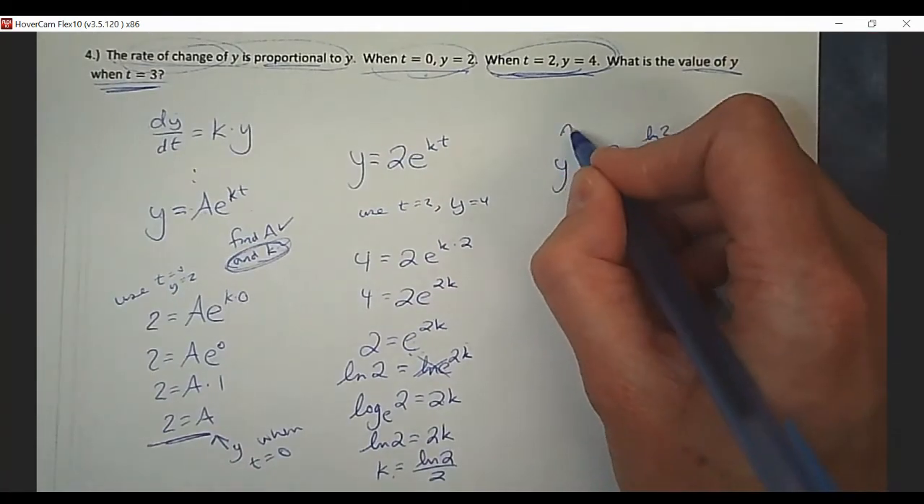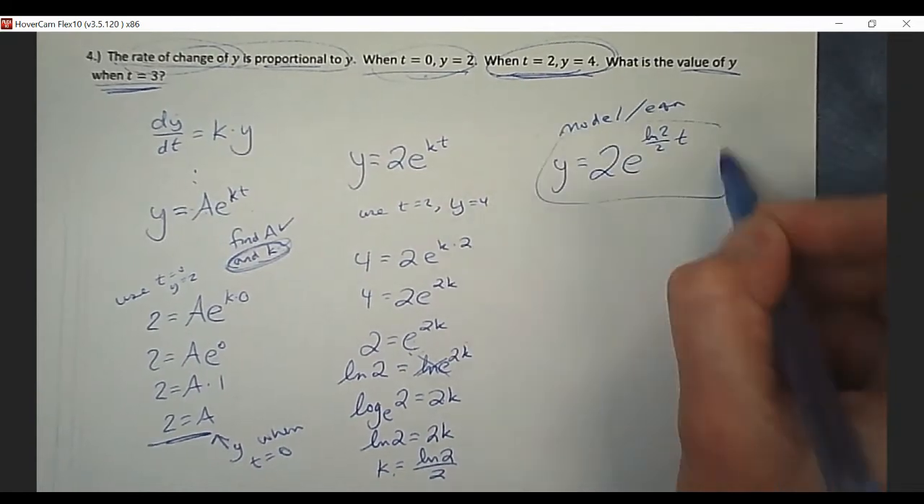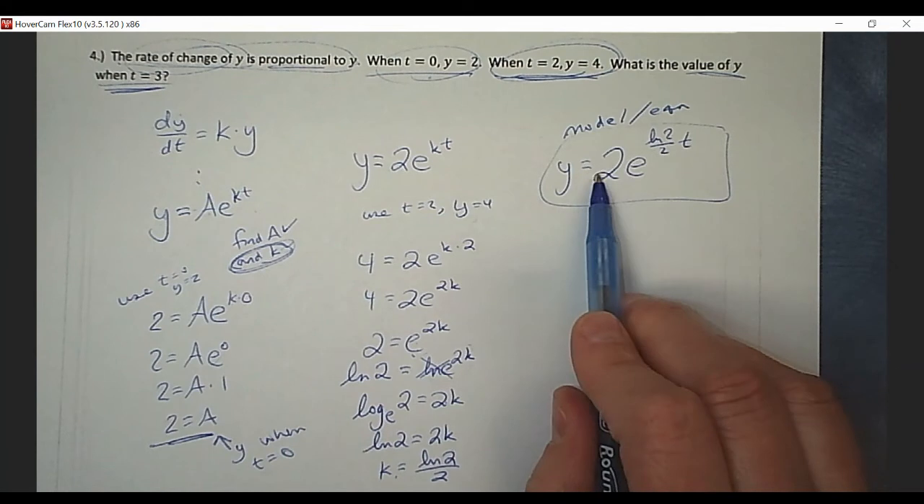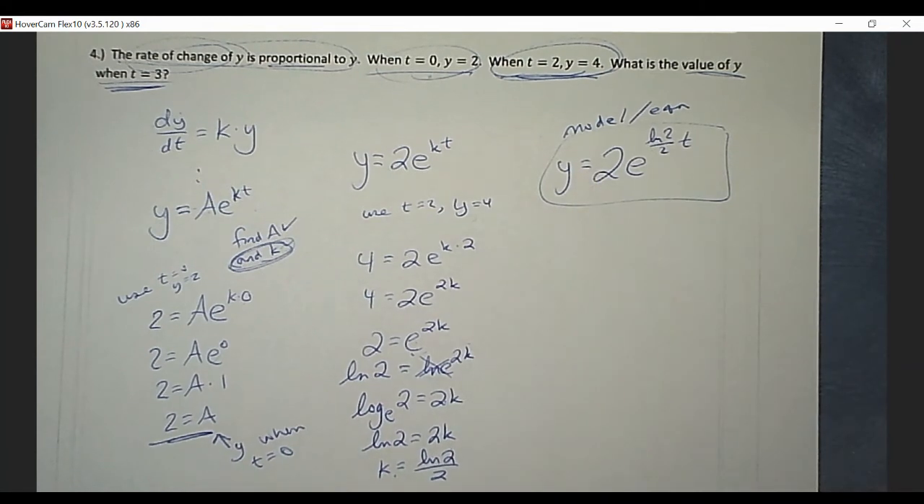So here we have our model or our equation. So that's where we're at. So we have solved for this. We filled in the constant for a. We filled in the constant for k. So our very last step here is to solve for the value of y when t equals 3.